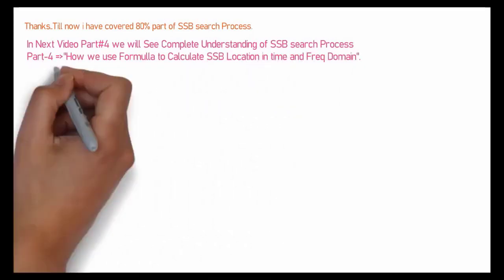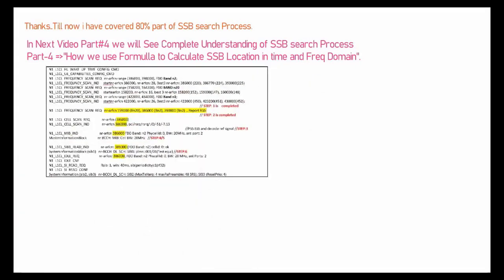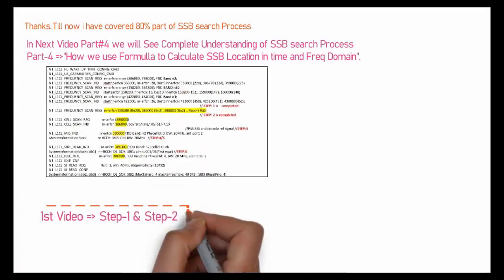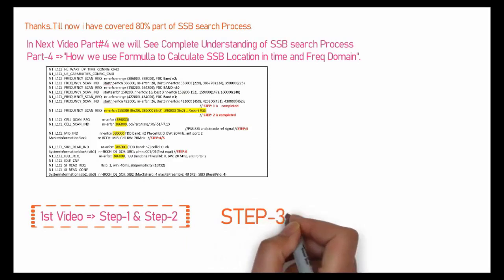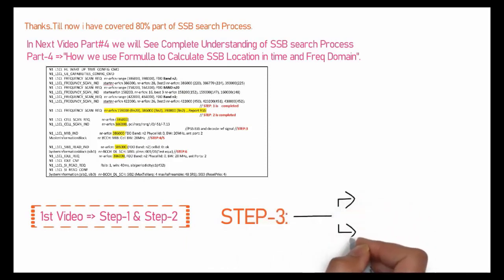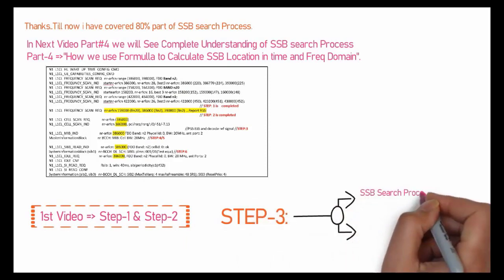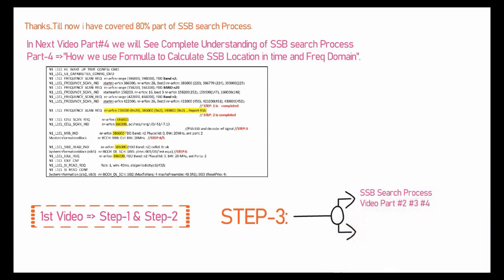I have taken this image from the part 1 video. As you know, in the first part video I have covered step 1 and step 2 process. Step 3 process I have divided into 2 parts. First part is the SSB search process, which is covered in part 2, 3 and 4 videos. And the second part is the 5G cell search process, which will be covered in videos 5 and 6. So in total 6 videos I will upload for the 5G cell search process.